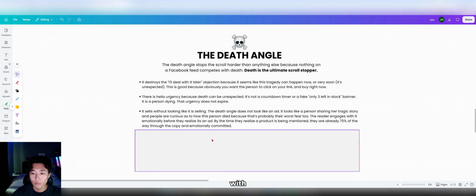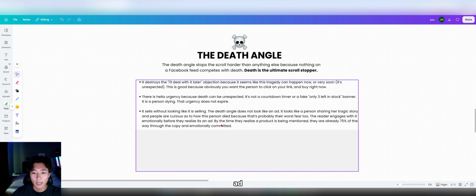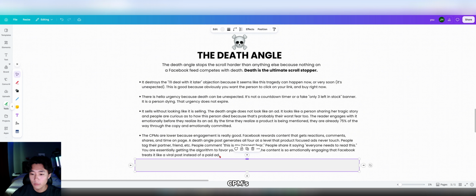The reader engages with it emotionally before they realize it's an ad, and by the time they're through reading your ad and before the product's even mentioned, they're already reading that. So they're already like 75% of the way through the copy and already emotionally committed and resonated with, because it can happen to them. Also, the CPMs are lower.